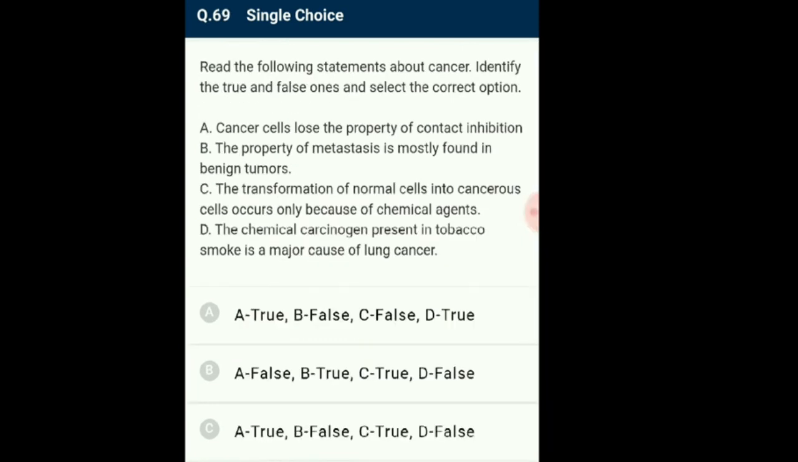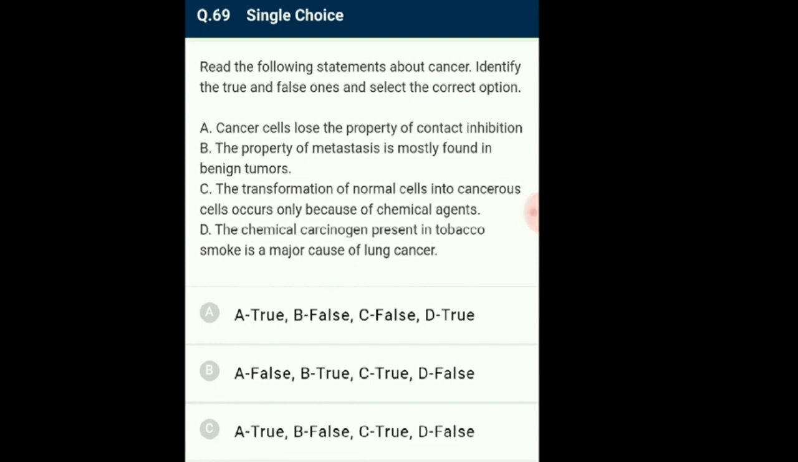Question number 69. Read the following statements about cancer. Identify the true and false ones and select the correct option. Metastasis is a property shown by malignant tumors. It is the property by virtue of which they grow very rapidly and invade the surrounding tissues. Transformation of normal cells into cancer cells can occur because of physical, biological or chemical agents called carcinogens.